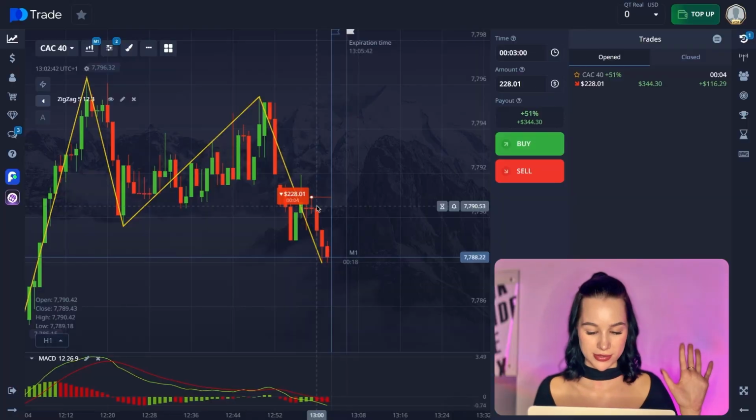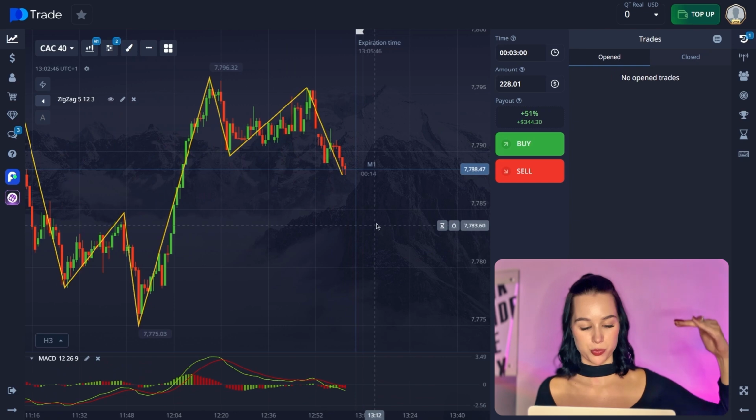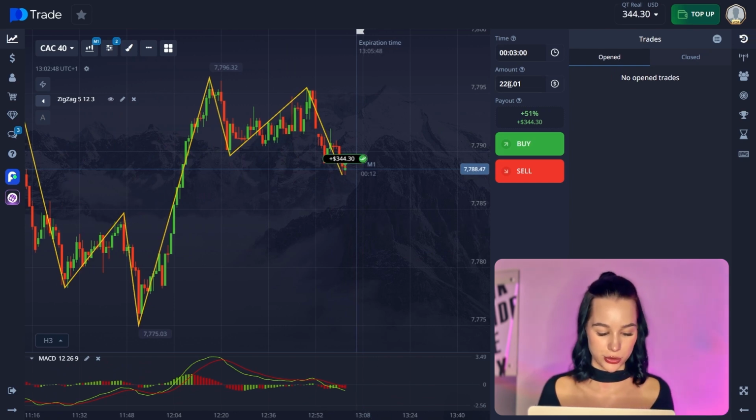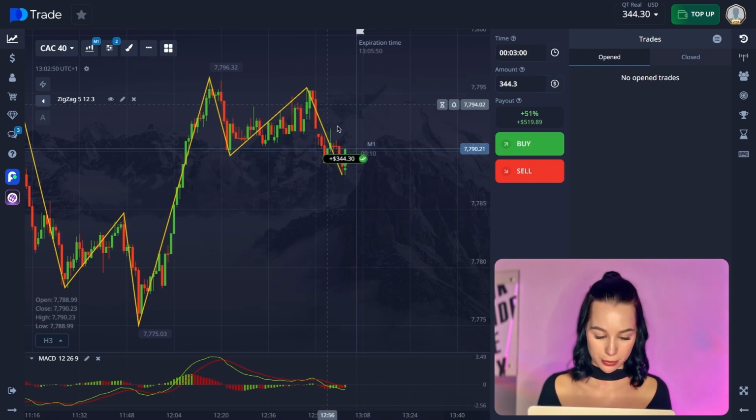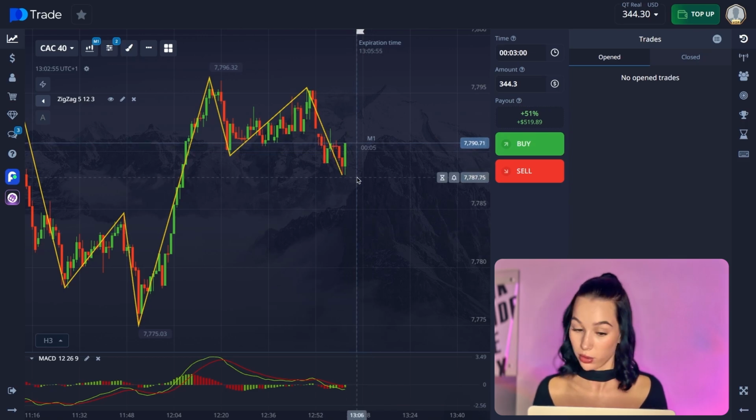So yeah, guys, now it's 5 seconds till the end of our trade. It's going pretty well, as you can see. Our price is moving literally next to the zigzag, so we'll close it in the plus. Okay, perfect. So let's check our amount of money, 344 already. It's pretty good.